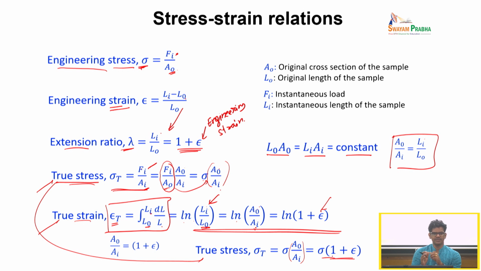So this is how all these quantities are related. We have two sets of data: one is the engineering stress and engineering strain, and the other is the true strain and true stress. Why is this important? Because when you actually make a measurement, you measure only engineering strain and engineering stress.